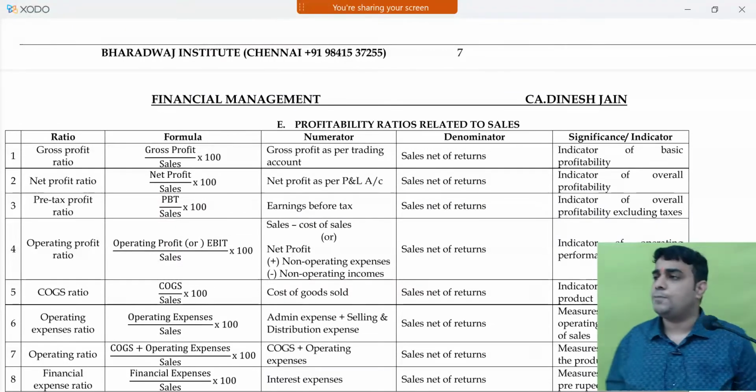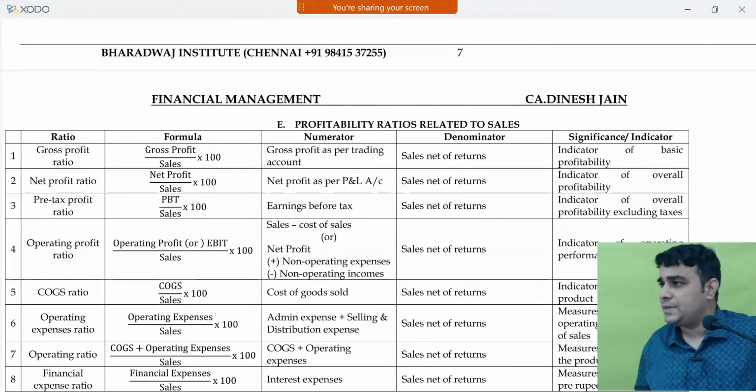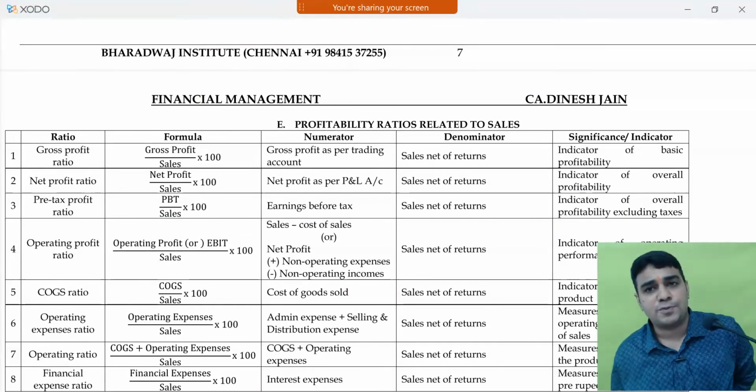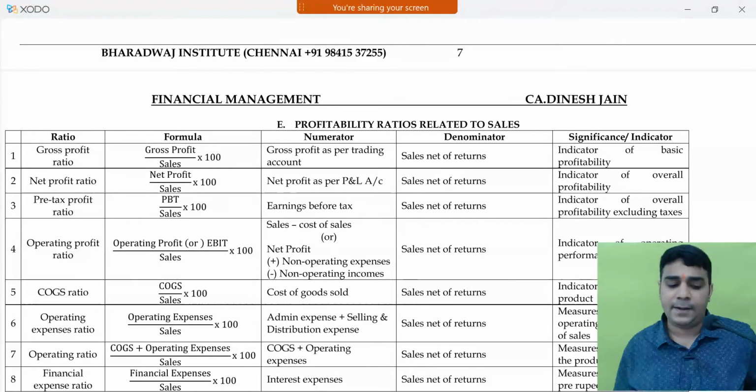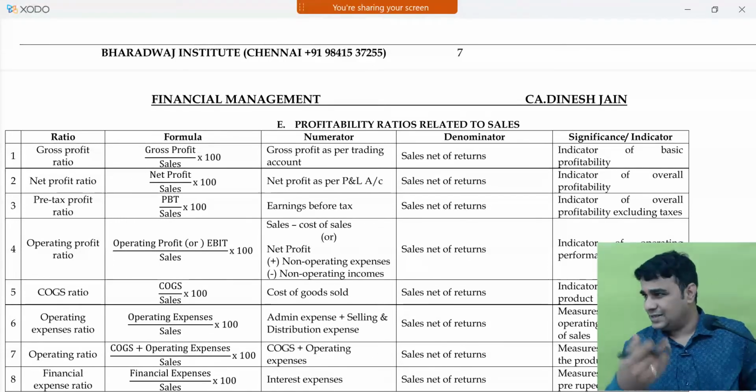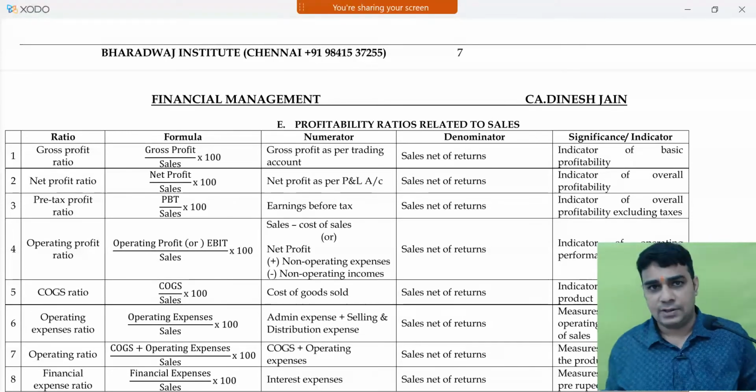This is related to profitability ratios. The denominator is going to be sales. The numerator can keep changing: gross profit, net profit, pre-tax profit, operating profit, COGS. Whatever the ratio is, the name of the ratio will tell the formula. Again, no averaging here, no concept of averaging, because both come from P&L.